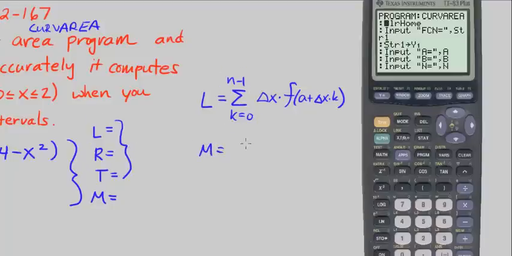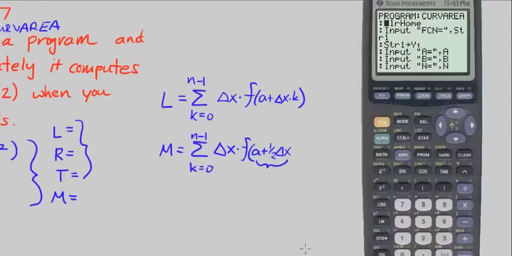Well, M, we go ahead and start at k is 0, go to n minus 1, the same thing as L, delta x. And now, instead of starting at A, we're going to start at A plus 1/2 of delta x, right? That's going to give us our midpoint here. And then we're going to still add in delta x k every time. Okay, so this, let me go ahead and point out what's new.